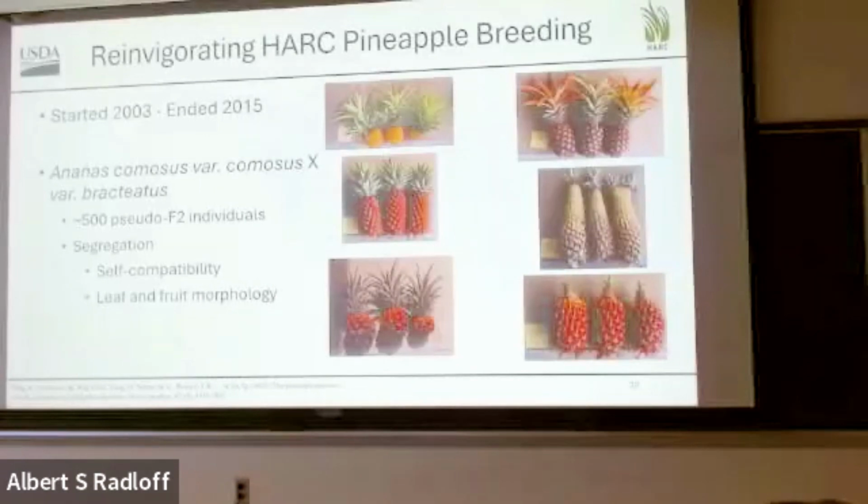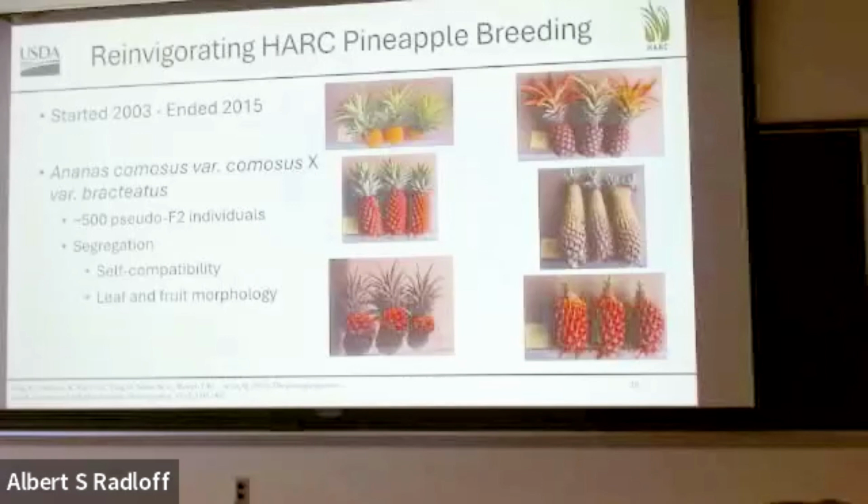So the F2 population is segregating, and I say pseudo F2 individuals. So most pineapple is outcrossing, so you don't really have true F2s if you have an outcrossing individual, so they're pseudos, but they're still segregating for the traits of interest. And they're segregating primarily from the Bracteatus genetics for self-compatibility, as well as different leaf, and obviously, as you can see, fruit morphologies. And within this population too, there's some individuals that taste like coconut.